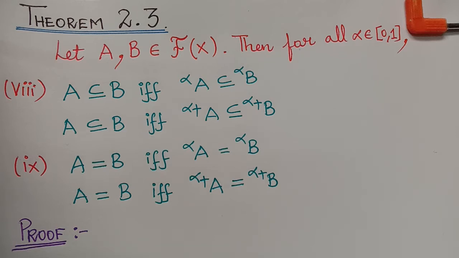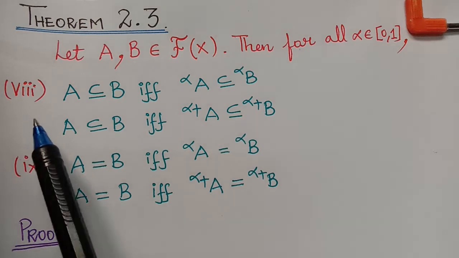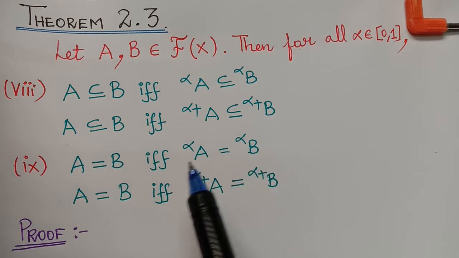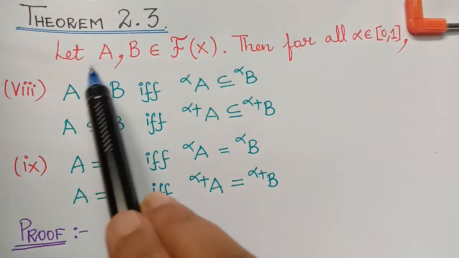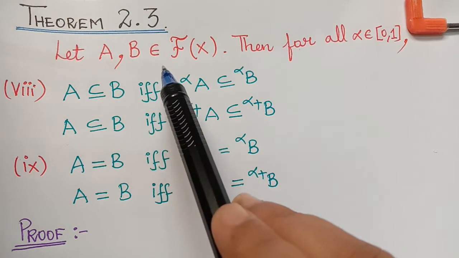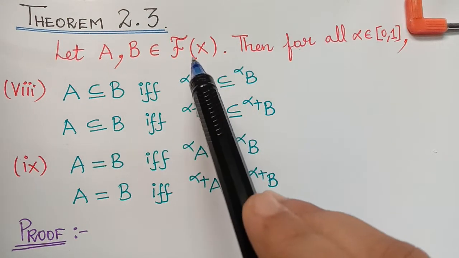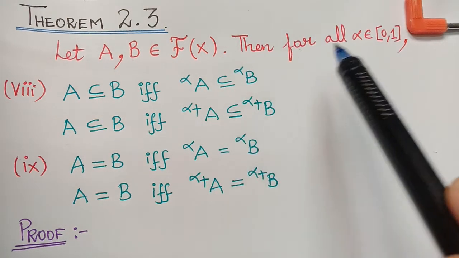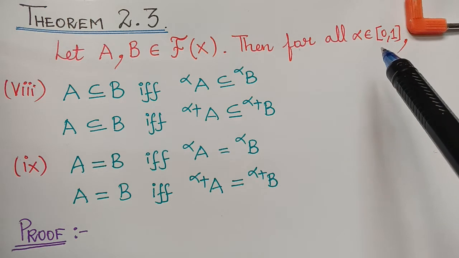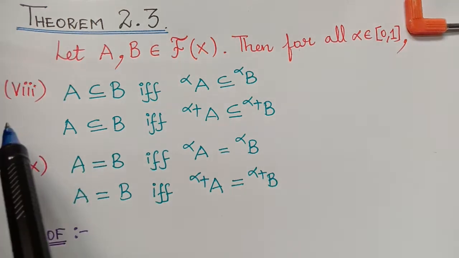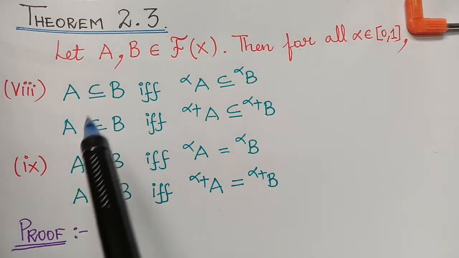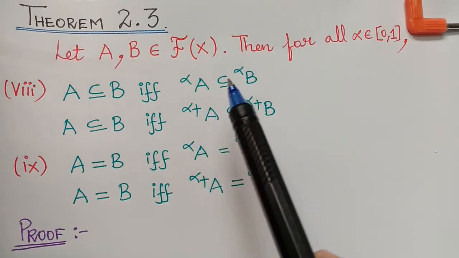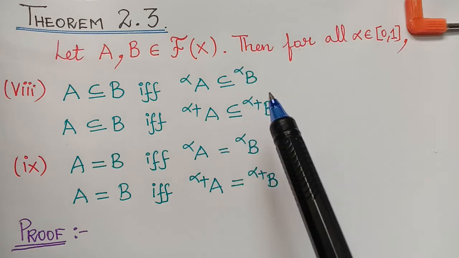Students, in this lecture we will be learning about the property 8 and 9 of the alpha cut sets. Now the theorem says that let A, B be an element of the set of all fuzzy sets under the universal set capital X. Then for all alpha belonging to closed interval 0, 1, we have A to be a subset of B if and only if alpha cut of A is also a subset of alpha cut of B.